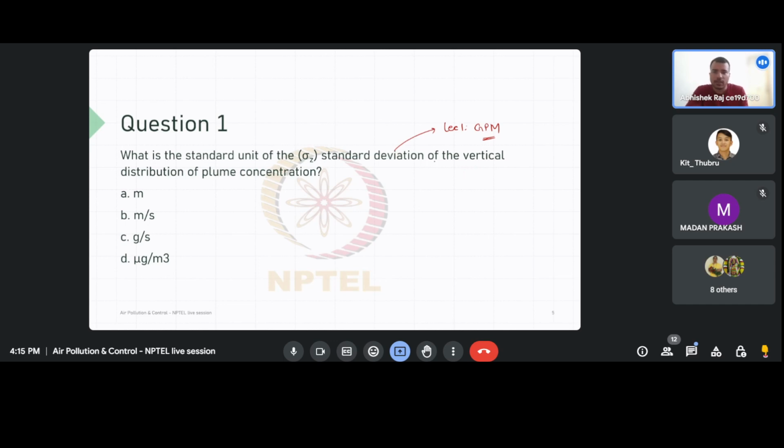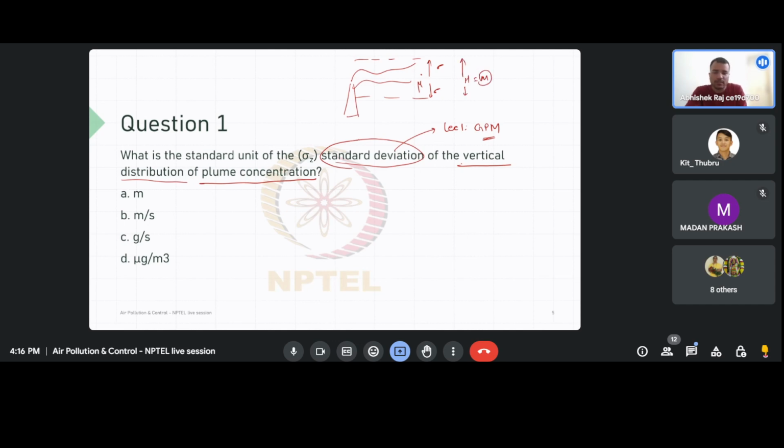So here we are discussing the standard deviation, which is not important. This is just a mathematical term. We are worried about the vertical distribution of the plume concentration. We'll have the plume that will be emitted, and it will be in a certain range. There will be a mean point and there will be some standard deviation. Basically, this is a vertical dimension, right? This is nothing but height, so it will be in the dimensions of meter.